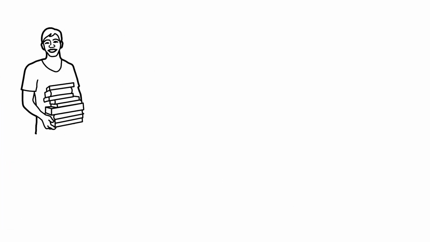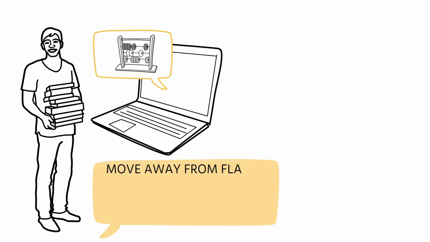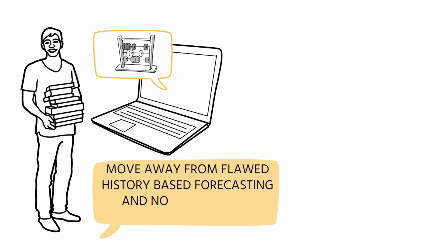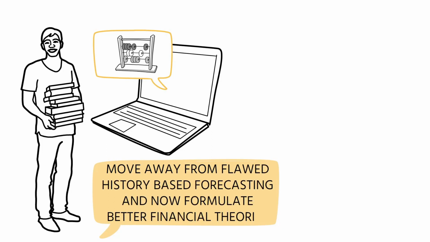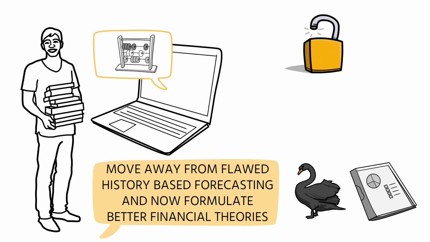With larger data sets, more powerful computers, and smarter algorithms, we can move away from flawed history-based forecasting and now formulate better financial theories. Theories that can predict black swans and intelligently optimize portfolios in real time. The machine learning revolution is unlocking industry-reshaping techniques.